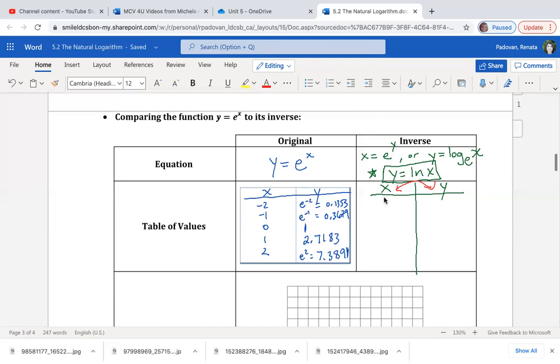So my x values are what my y values were. I can just go ahead and write the decimals down here: 0.1353, 0.3679, 1, 2.7183, and 7.3891. And then for my y values, just -2, -1, 0, 1, and 2.